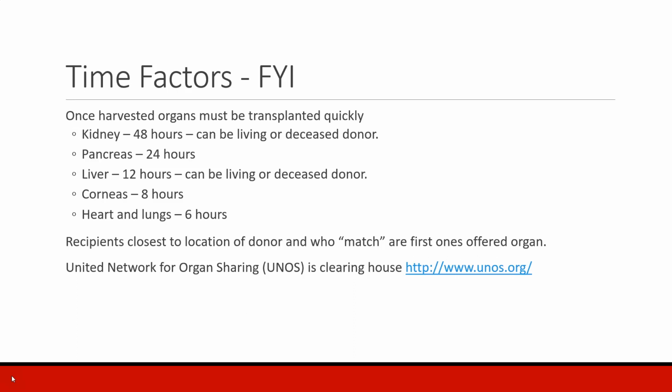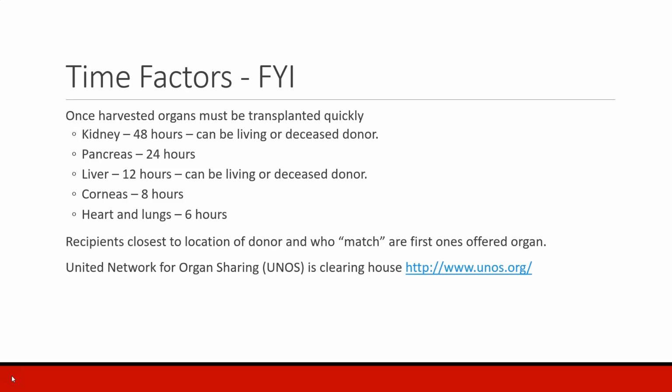The recipients closest to the location of the donor and who match are the first ones offered the organ. So now we use cell phones, and they will be contacted when an organ becomes available, and they must immediately respond because we don't want organs to expire. For example, maybe this organ came from New York City, and the travel time has decreased the amount of time for us to do the transplant.